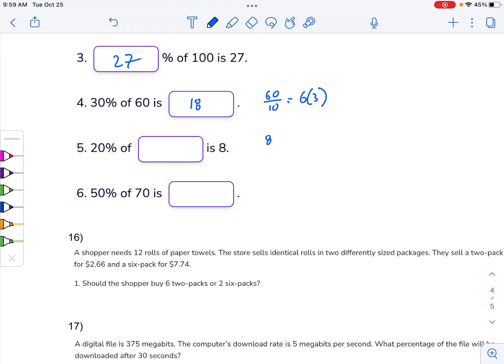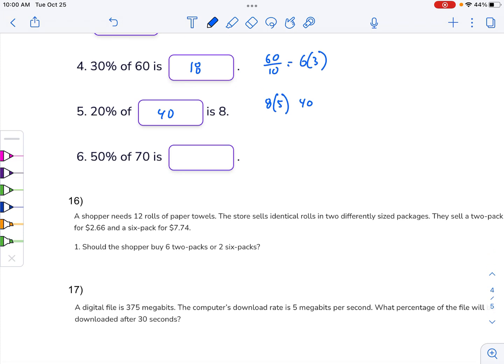20% of some number is 8. So I'm going to take the 8 and multiply that by 5, and I'm going to get 40. 20% of 40 is 8. Yeah, totally true. Let's do the next one.